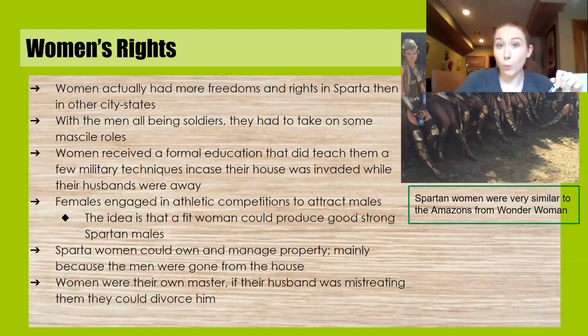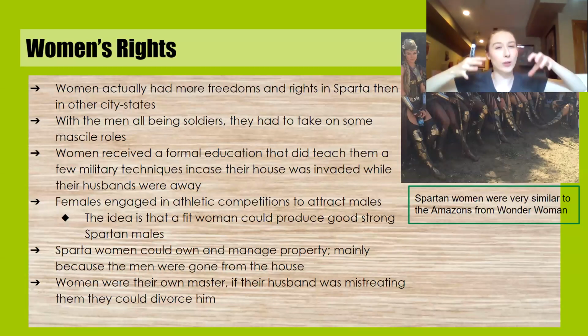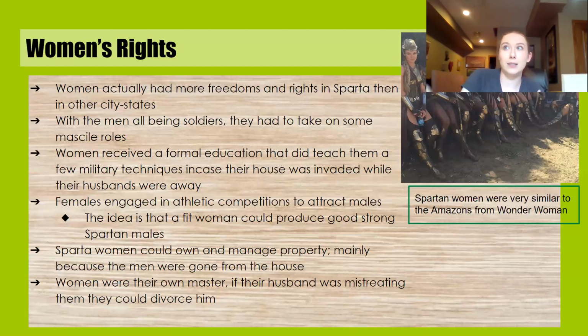But Spartan women could own property and they could manage the property because their men were gone. So if the man in battle died, it wasn't like the woman was out of luck and had to leave her house and had nowhere to go. She owned that house. She owned the land that couldn't be taken away from her for the sole reason that her husband could possibly die. They wanted to protect that woman's house so that she wasn't left alone. Women were basically their own master. No one could really tell them what to do.